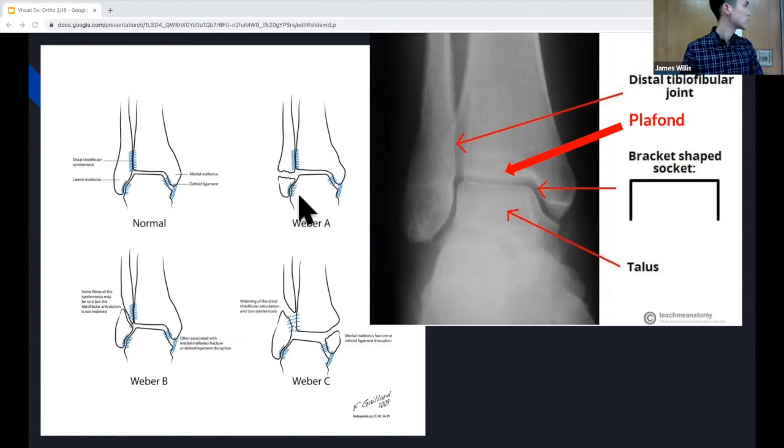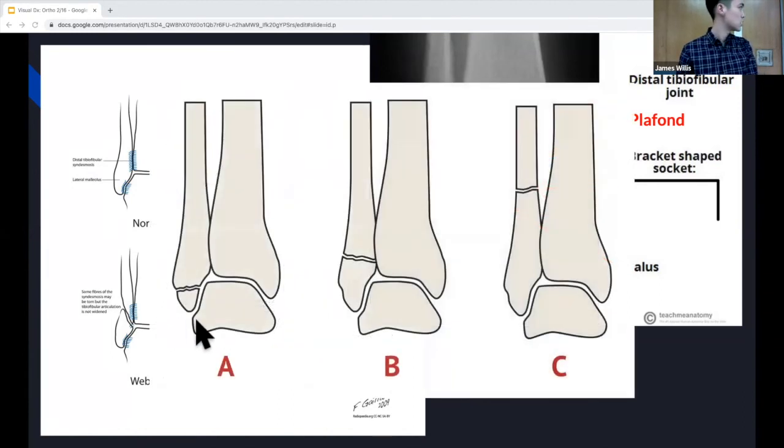There's two ways to classify this. One of them is the joint space, which is indicative of ligamentous injury. And the second thing involved in the classification is where the fibular fracture is. If it is at the level of the plafond or below, then we consider that a Weber type A. If it's at the plafond or a little bit above, then that's B. And if it's way above the plafond, then that is Weber type C.